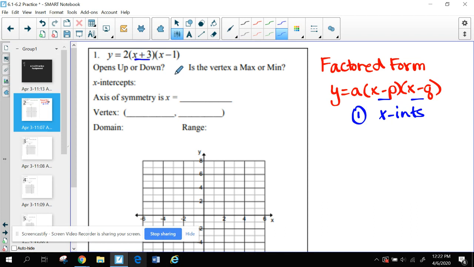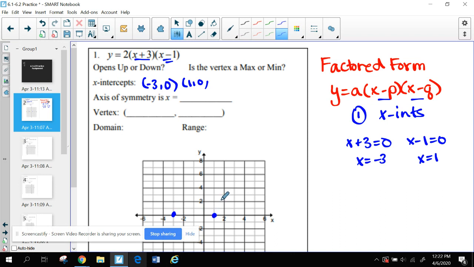So here, if x plus 3 equaled 0, that means if I subtract 3 over, x would be negative 3. So one of my x-intercepts has to be at negative 3, 0. Or we could say x minus 1 equals 0. If I added the 1 over, that would be at x equals 1. So now I know I have my x-intercepts at negative 3, 0 down here and 1, 0.